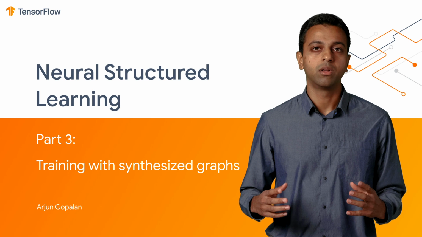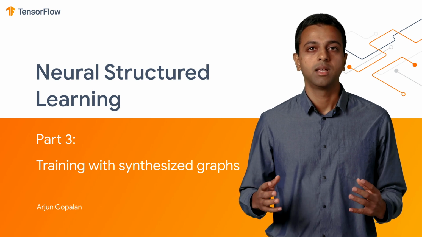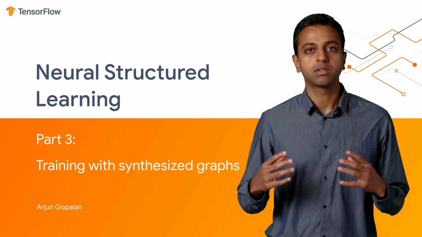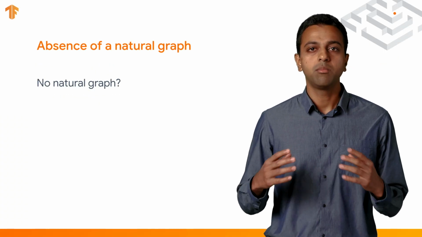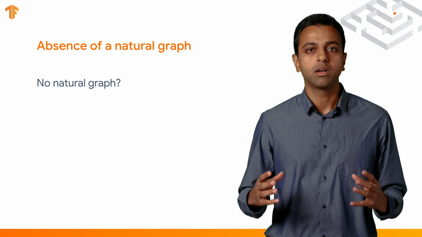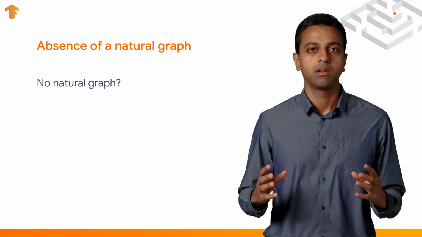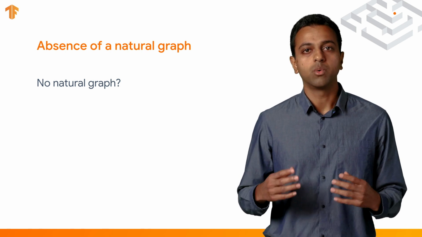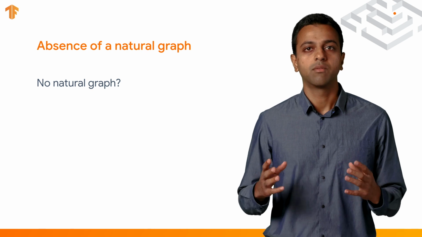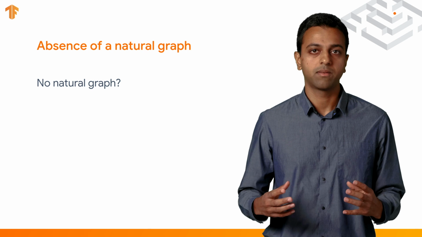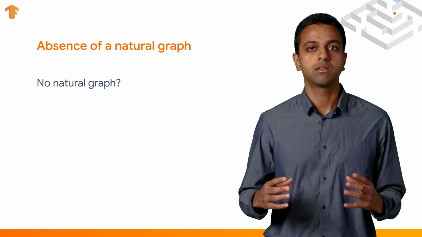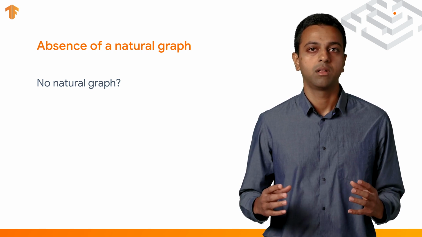In the previous episode, we learned about natural graphs and how they can be used in neural structured learning. While natural graphs are common, there are many machine learning tasks where the input data does not form a natural graph. For instance, if you recall the document classification task from the previous episode, we used citations to form a natural graph. In the absence of citations, we wouldn't have had a graph.